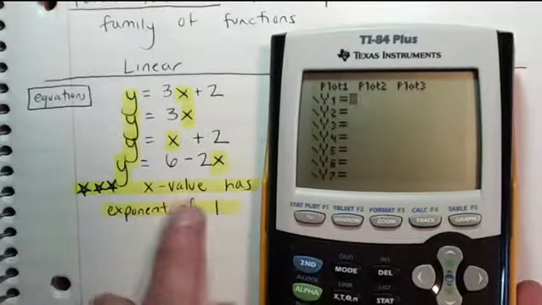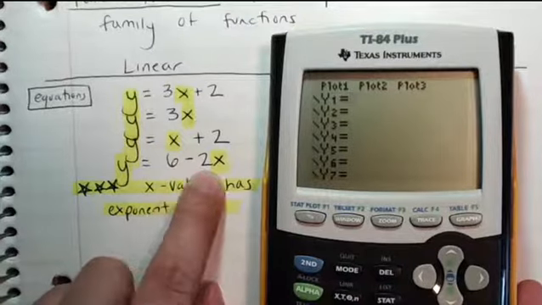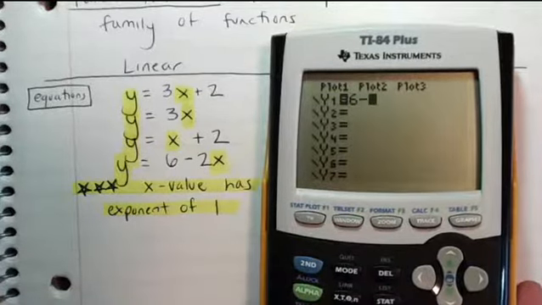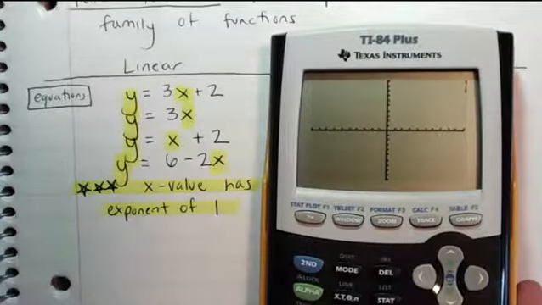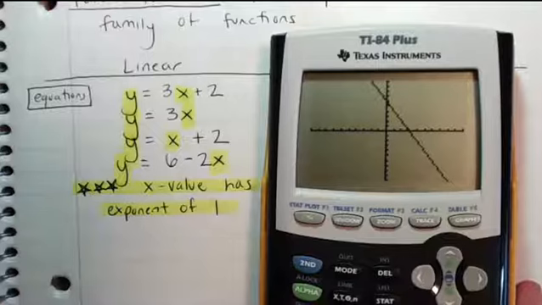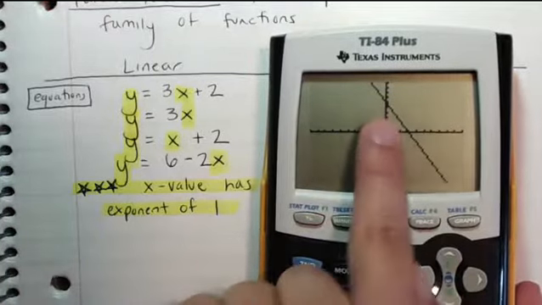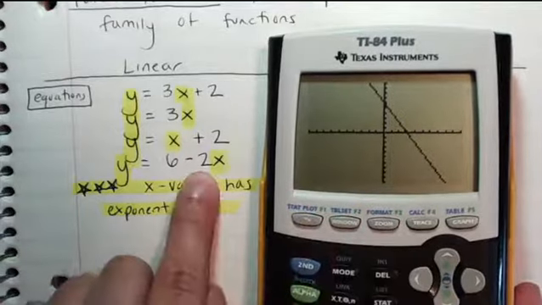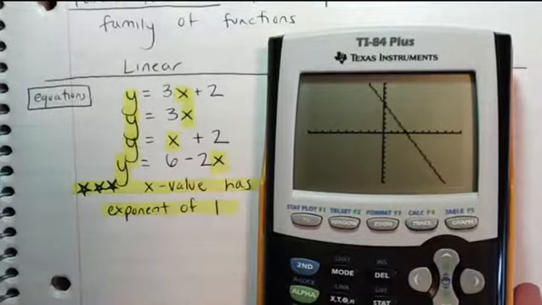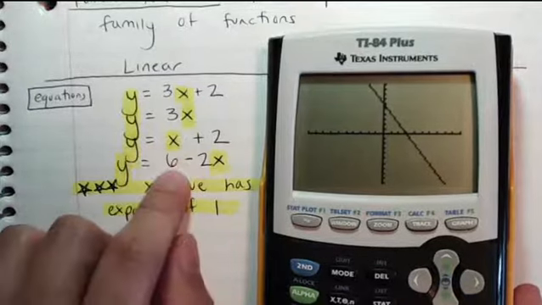Go back to your y equals. Let's type in the last one we wrote down. 6 minus 2x. I'm going to go ahead and graph that. Again, it's linear. It makes a straight line. The y-intercept here is positive 6. It's going down 2 over 1. That's why the slope's negative 2. Everything here makes a straight line.